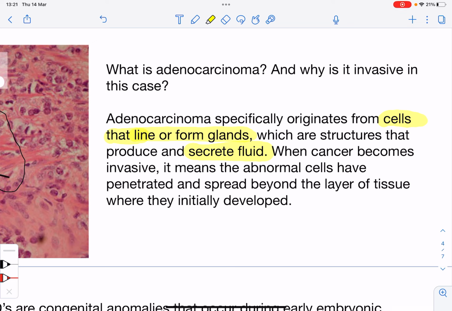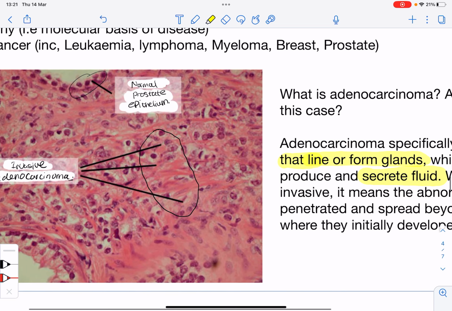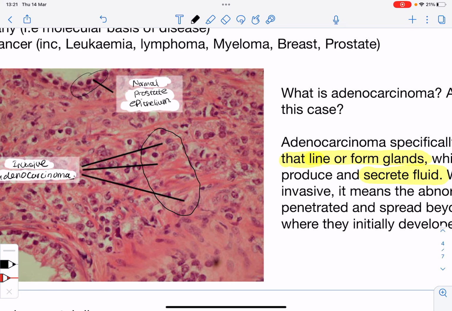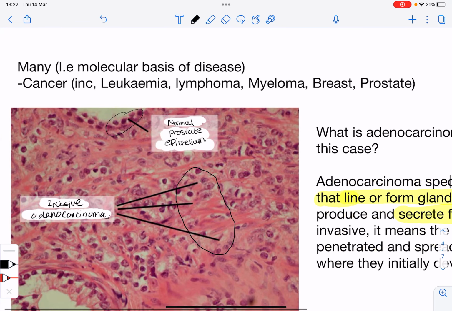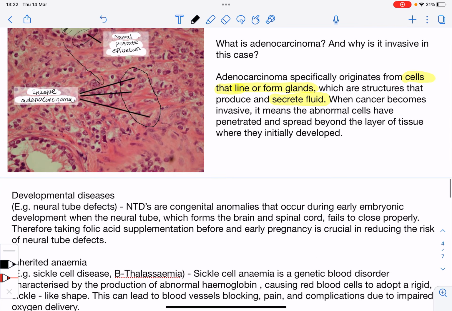When cancer becomes invasive, it means the abnormal cells have penetrated and spread beyond the layer of tissue where they initially developed. So in this case, your normal prostate epithelium, or cells that line the prostate gland, start from here, outside here, and they've become invasive because they're deep within the tissue. So invasive adenocarcinoma.